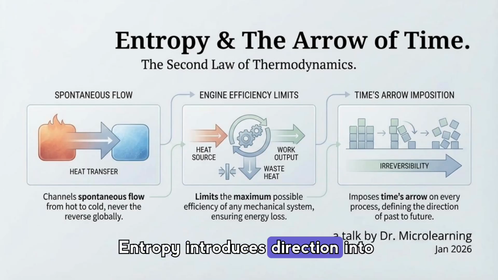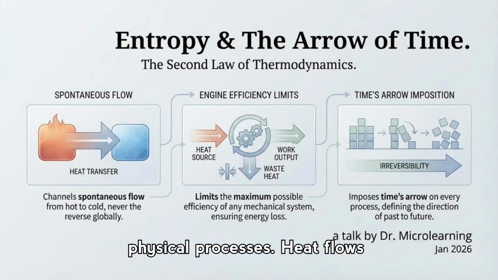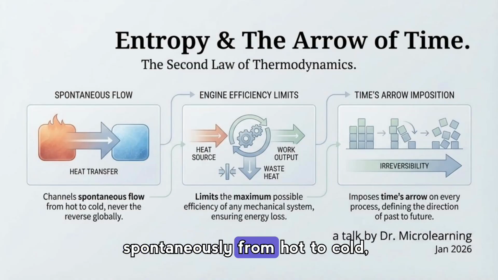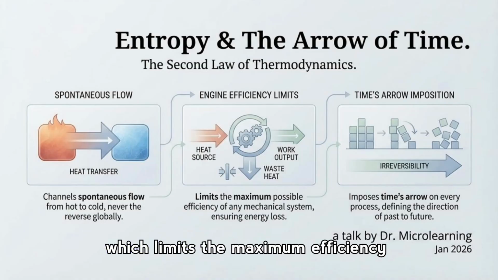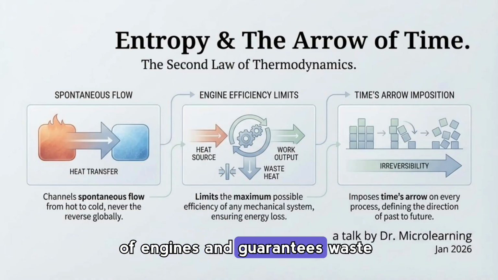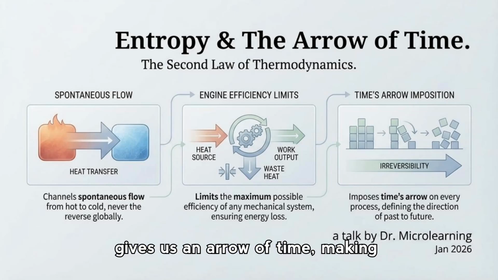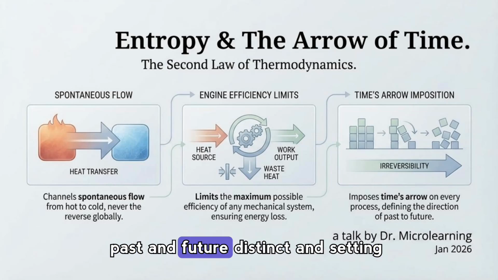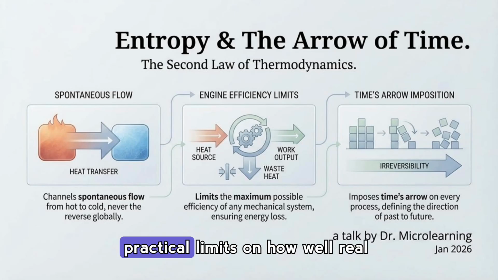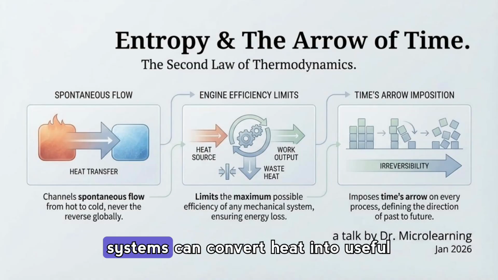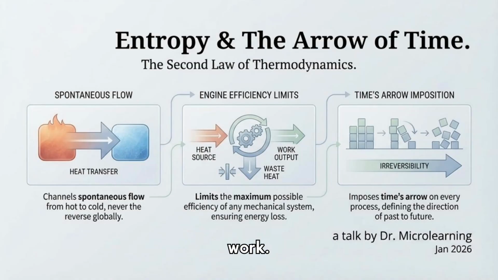Entropy introduces direction into physical processes. Heat flows spontaneously from hot to cold, which limits the maximum efficiency of engines and guarantees waste heat. That irreversibility is what gives us an arrow of time, making past and future distinct and setting practical limits on how well real systems can convert heat into useful work.